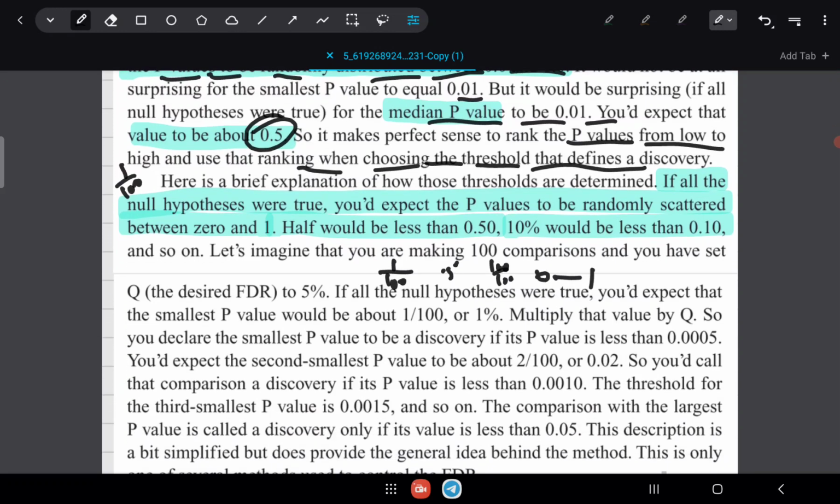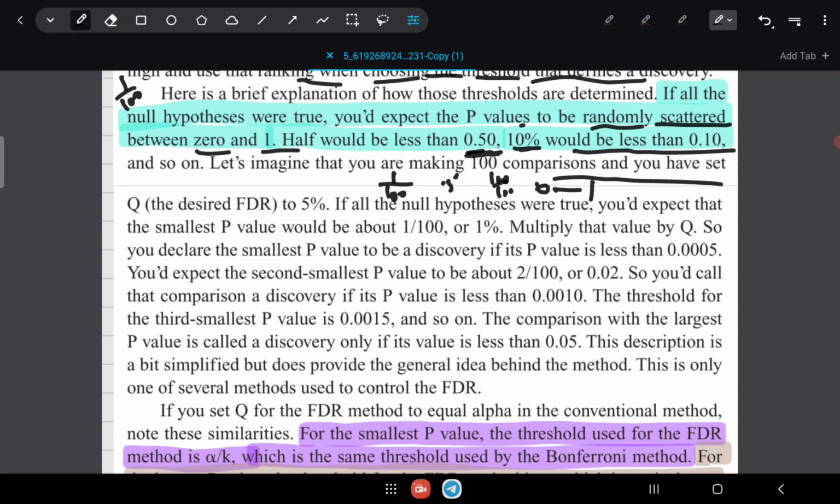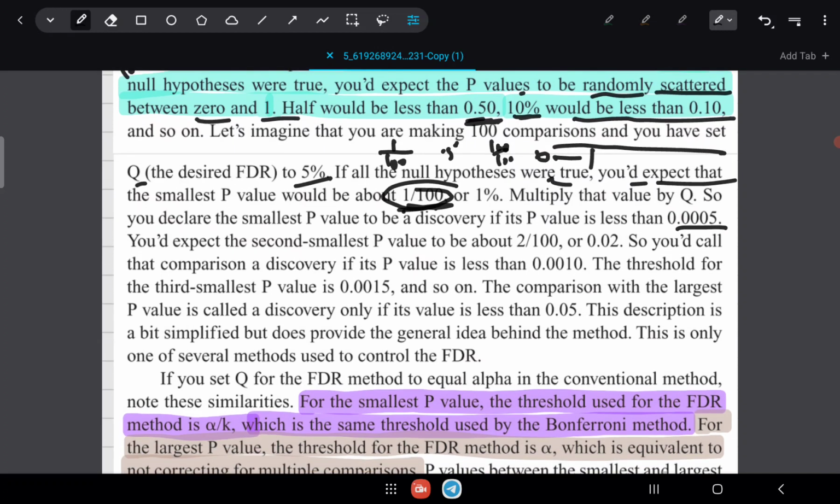So here is a brief explanation of how thresholds are determined. If all the null hypotheses are true, you would expect p-values to be randomly scattered between 0 and 1. Half will be less than 0.5 and half will be more than 0.5. 10% will be less than 0.10 and so on. Now let's imagine that you are making 100 comparisons and you have set the desired FDR to be 5%. If the null hypothesis were true in reality, you would expect the smallest p-value to be 1 by 100 because you are making 100 comparisons. Now you will multiply this 1 by 100 by q, that is your 5%. So the new threshold will come out to be 0.0005.